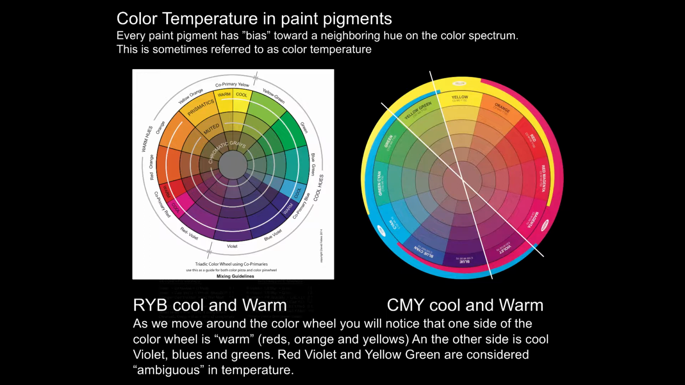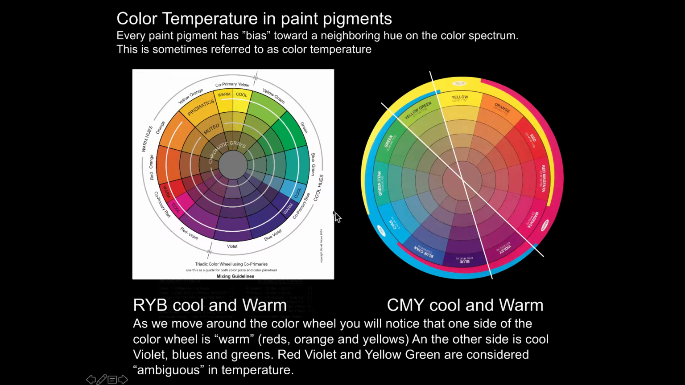There really aren't pure pigments. It's almost impossible to create. Cyan, yellow, and magenta are probably the purest, and that's why I think they're really good to use when we start mixing primaries and secondaries. They're the ones that retain the least amount of color bias. So color bias means that a color favors one side or the other.